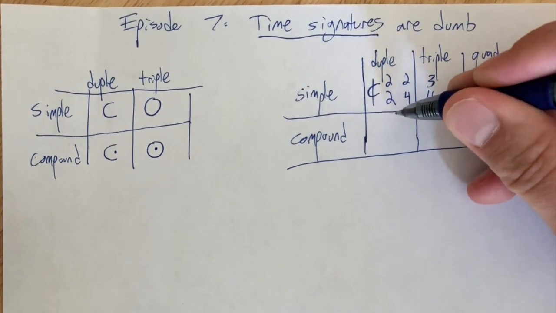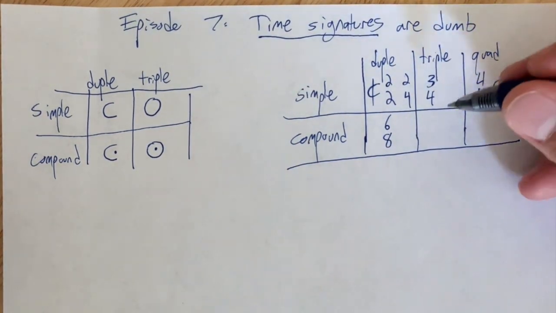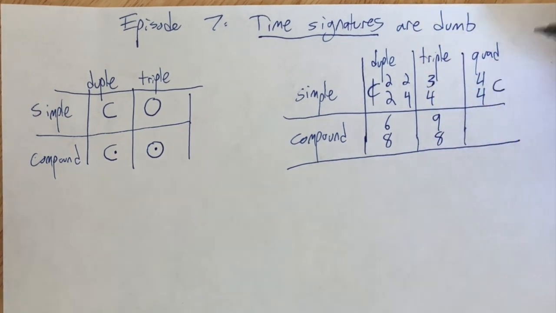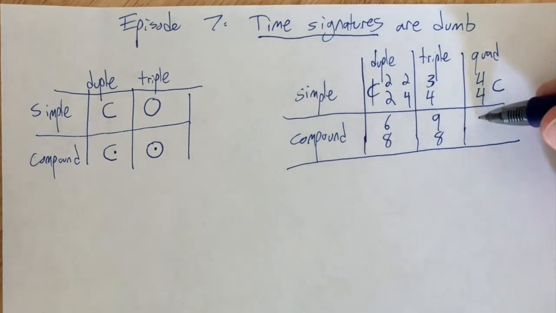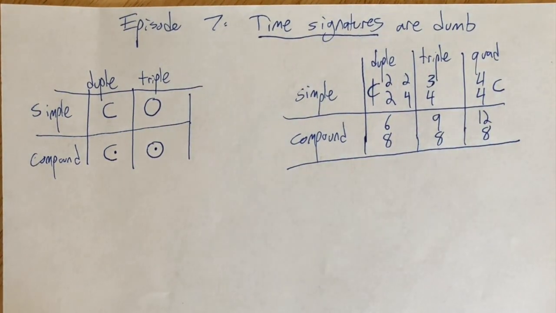The most common compound duple meter is 6/8. The most common triple compound meter is 9/8. And the most common quadruple compound meter is 12/8. Now let's talk about how time signatures are done.